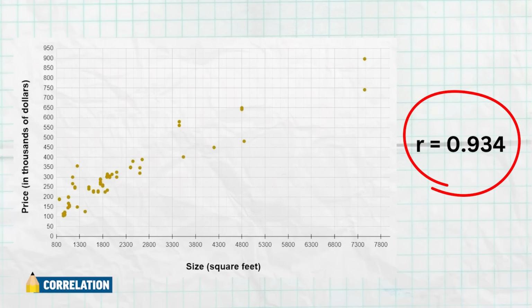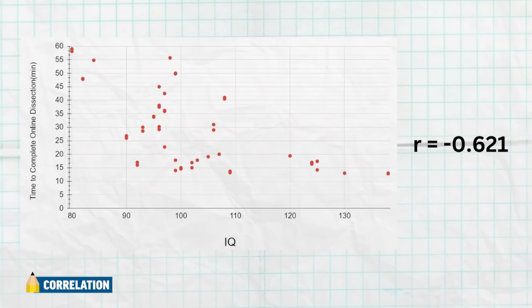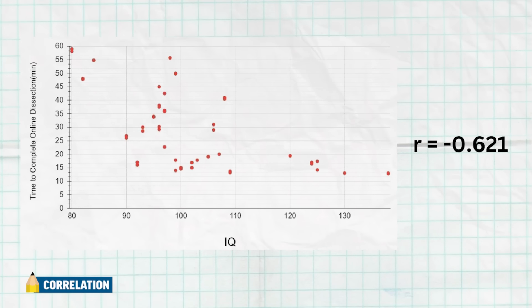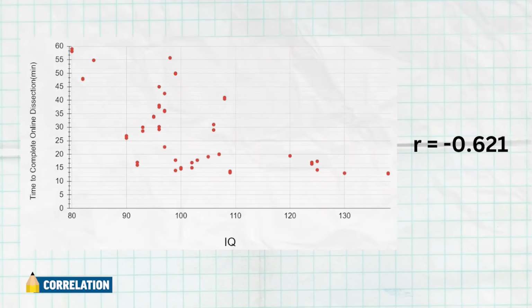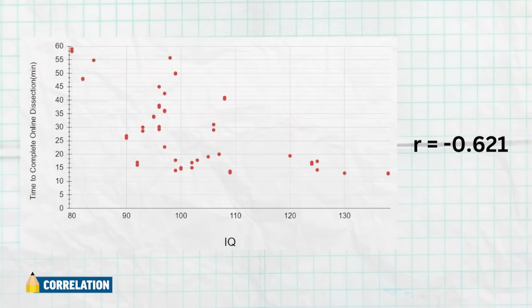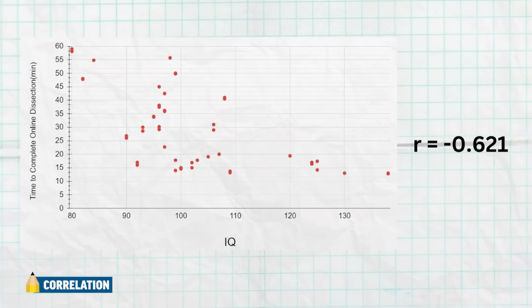Now, here we see another scatter plot looking at the IQ of a sample of people and how long it takes them to complete an online dissection of a frog. So basically, here we had a bunch of high school students. We measured their IQ and how long it took them to complete this online dissection.